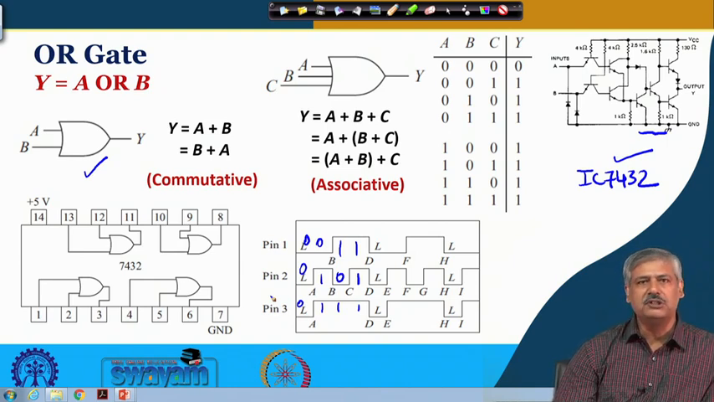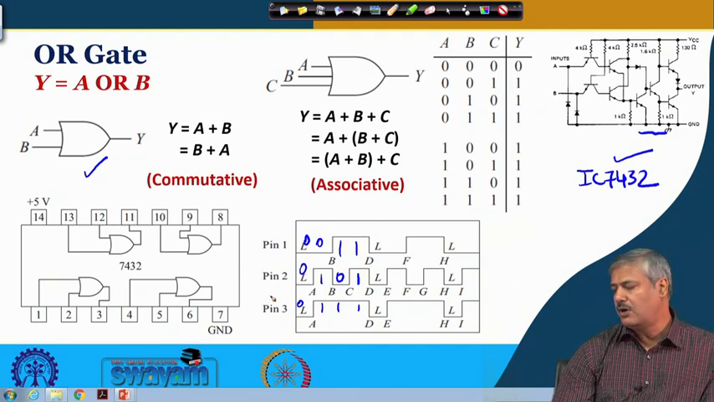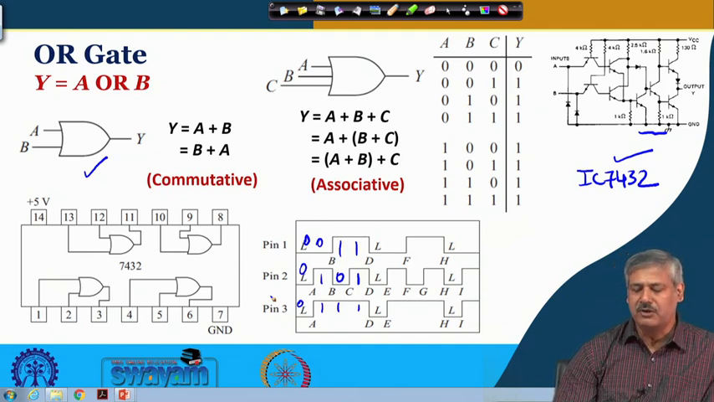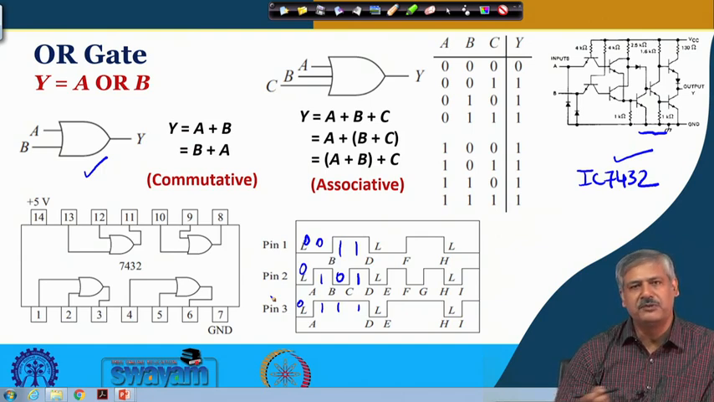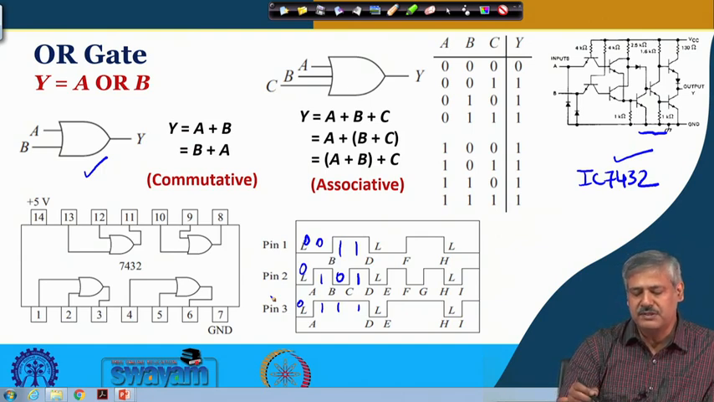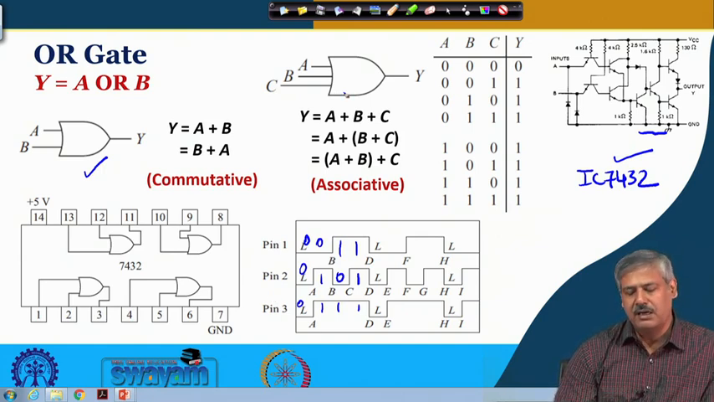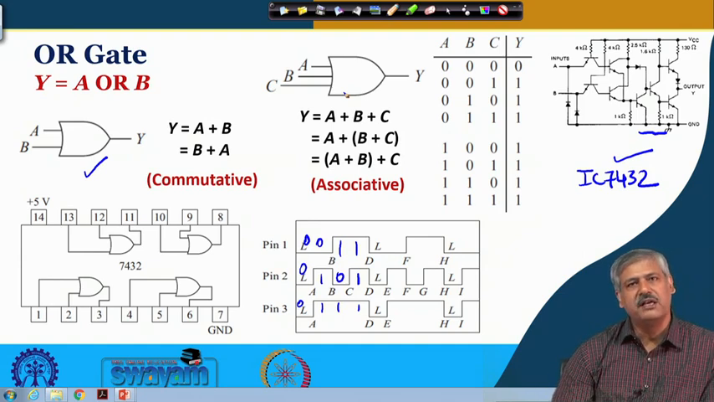Now, similar to AND gate, we can have a multiple input OR gate also, for which we just show an example of a 3 input OR gate. So, this is the 3 input OR gate, and the corresponding logic is: if any of the input is 1, the output will be 1. Any of the input will be 1, output will be 1. That is what you see in this truth table.